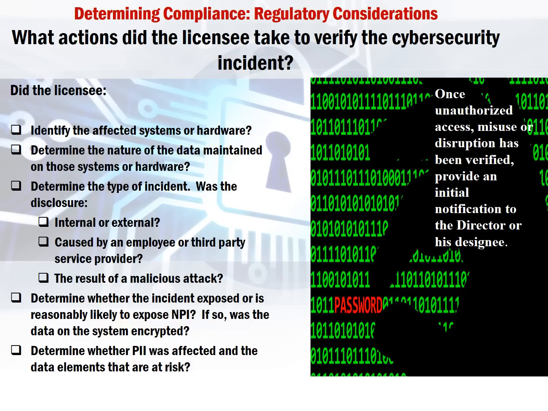So if ABC licensee has a cybersecurity incident, part of our analysis of whether ABC licensee moved promptly enough to mitigate damage is what they did to verify a cybersecurity incident. Did they identify affected systems or hardware, and determine the nature of the data maintained in that system? Did they determine whether the incident exposed or was reasonably likely to expose non-public information? And did they determine whether non-public information or PII was affected and the data elements that were at risk as a part of the incident?